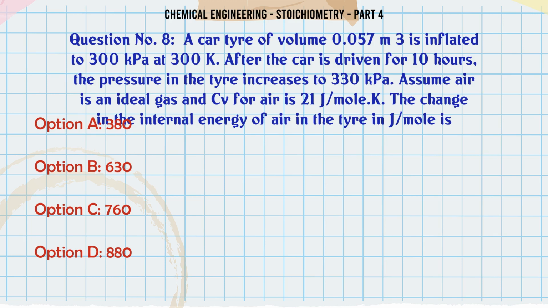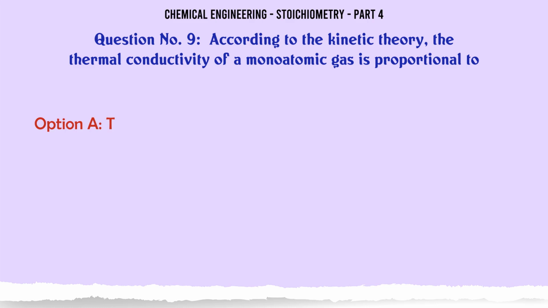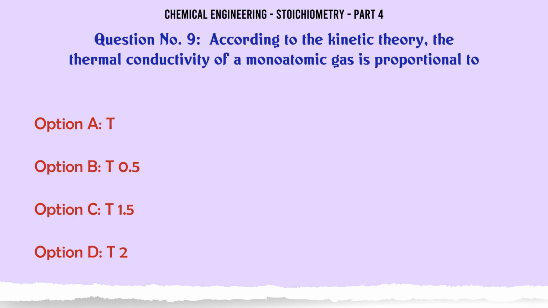A car tire of volume 0.057 m³ is inflated to 300 kPa at 300 K. After the car is driven for 10 hours, the pressure in the tire increases to 330 kPa. Assume air is an ideal gas and Cv for air is 21 J/mole·K. The change in the internal energy of air in the tire in J/mole is A: 380, B: 630, C: 760, D: 880. The correct answer is 630.